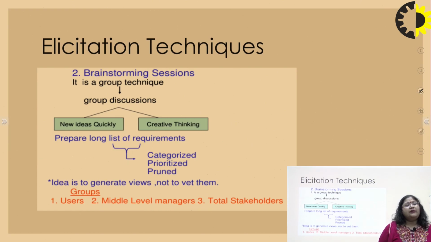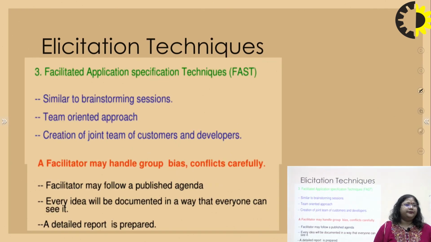The idea is to generate a view of which type of requirement we want, and what type of gathered documentation we require. These are the basic requirements in the brainstorming technique. Now, the people we require: users, obviously, who are the customers, the middle level managers, and all the stakeholders. So what are stakeholders? Those persons who are directly or indirectly related to the project.